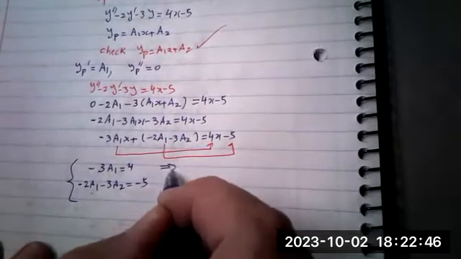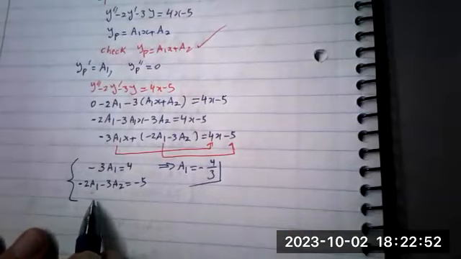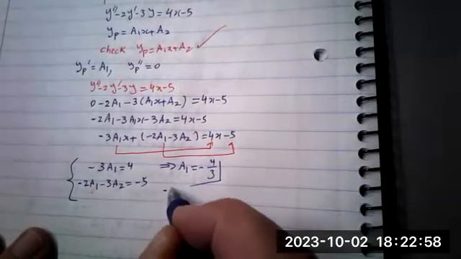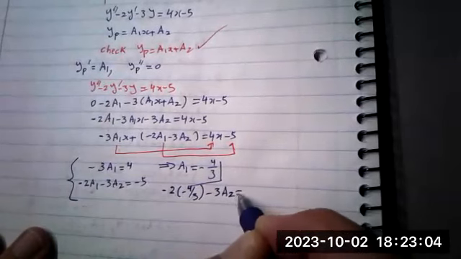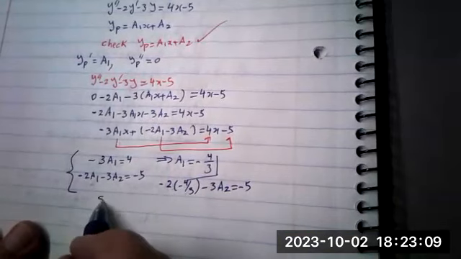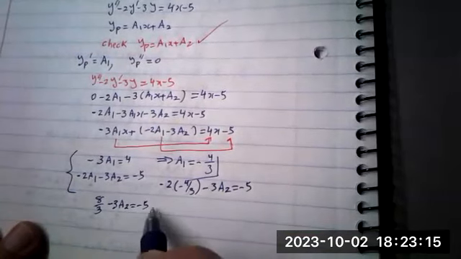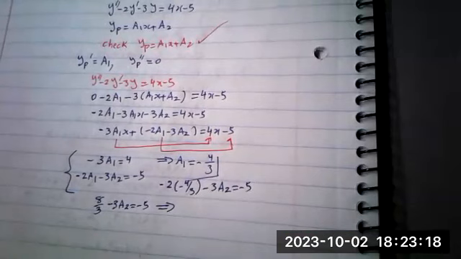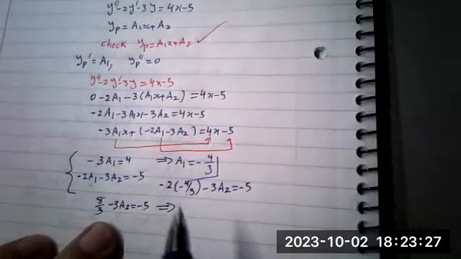So from the first part, you get a1 equal to negative 4/3. Then you substitute down here, you get the a2. So negative 2 times negative 4/3, minus 3a2 equal to negative 5. You have algebra, and that gives you 8/3. 8/3 minus 3a2 equal to negative 5. Let's move it to the other side and take care of it.